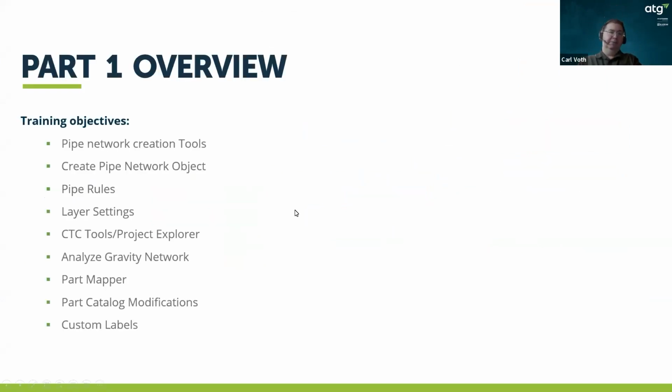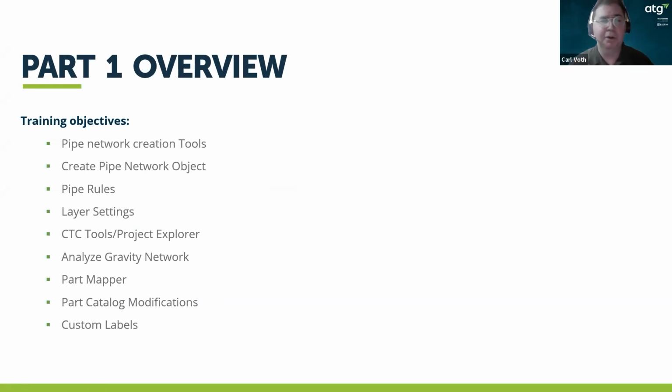Last month, we went over pipe network creation tools in Civil 3D, how to create pipe networks from objects, setting up pipe rules, and some layer settings in that one as well. We went over the fantastic CTC tools and Project Explorer on how to manipulate our pipe information. We went through and analyzed the gravity network in Civil 3D, which was a new function added.